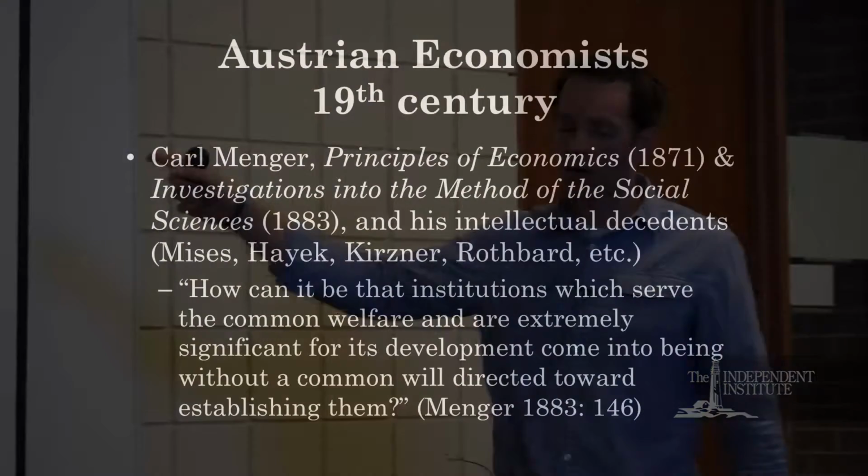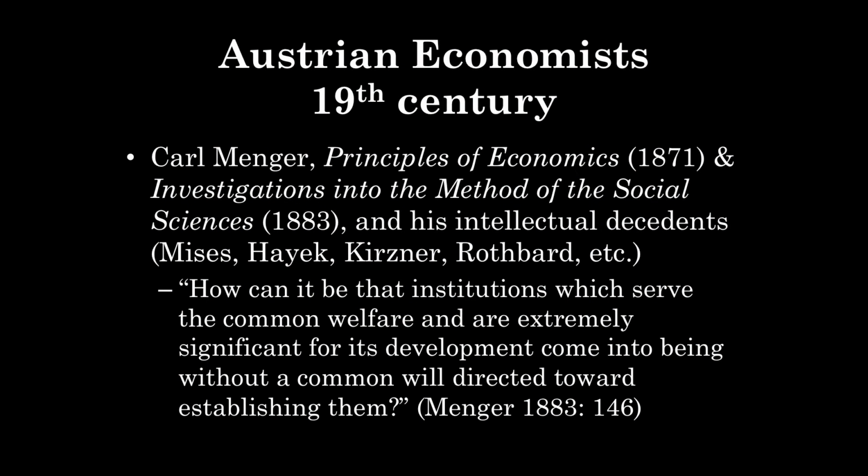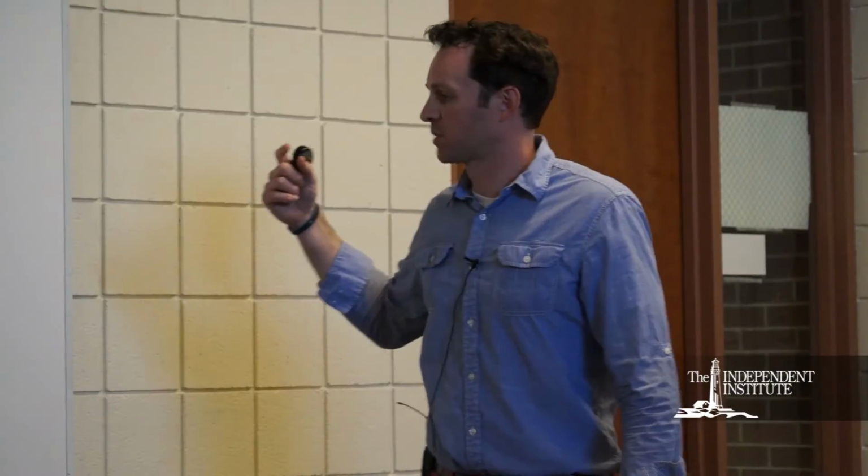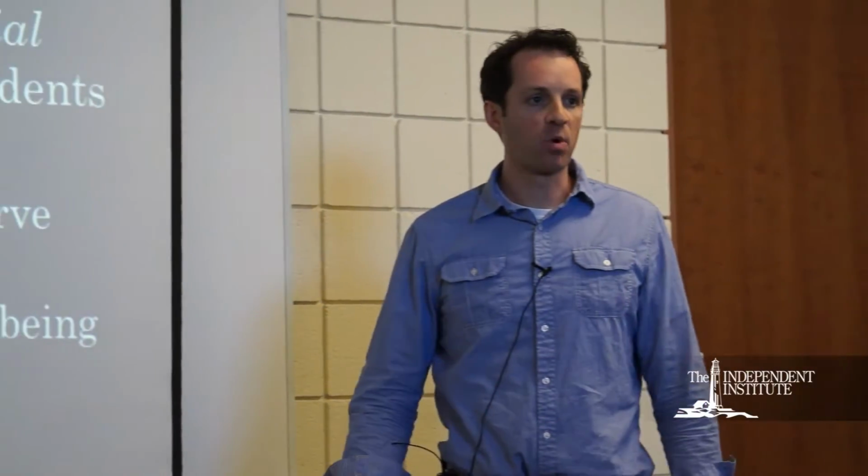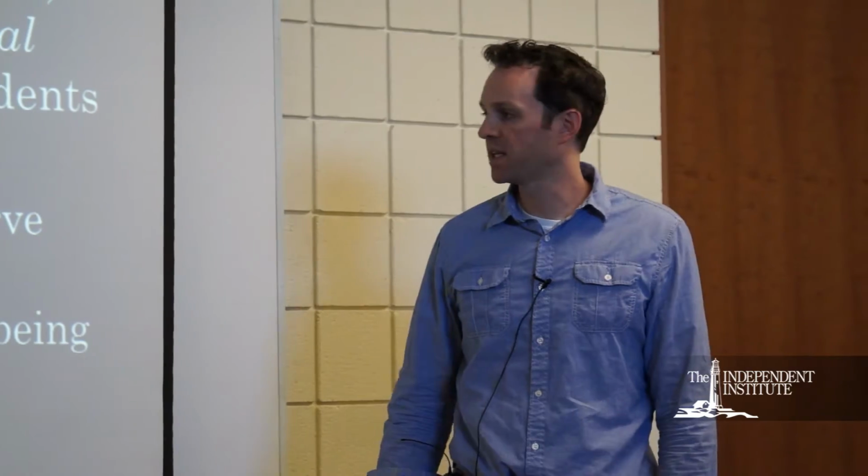Pongrasic gave a talk on what is Austrian economics, correct? Okay. So I'm sure he touched upon the fact that Carl Menger is considered the founder or father of Austrian economics. And he was pretty explicit in pointing out the importance of what today we call spontaneous order. He called it organic institutions.